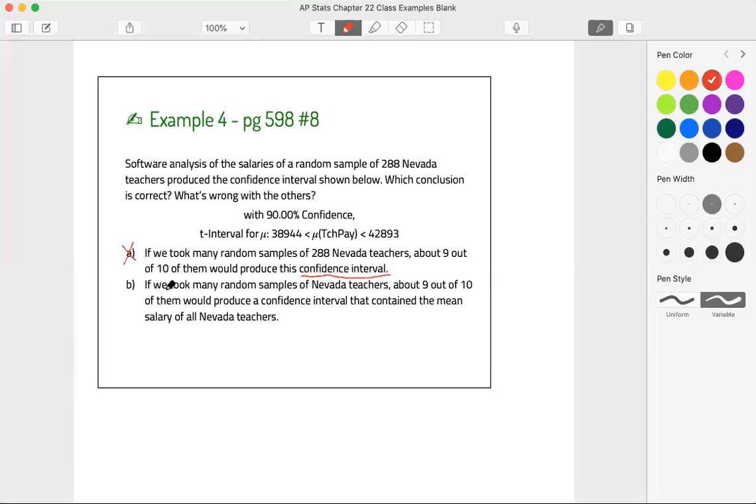Okay, part B. If we took many random samples of Nevada teachers, about 9 out of 10 of them would produce a confidence interval that contained the mean salary of all Nevada teachers. Well, that's a correct statement. I would add the phrase of the same sample size.